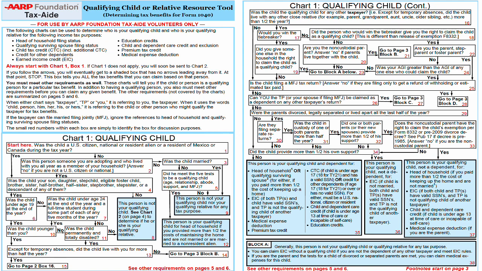Okay, so here we are again. Qualifying child or relative resource tool. We're going to step through, and as we go through, we're going to use Linda, the mother, and we're going to walk through as though we were she.